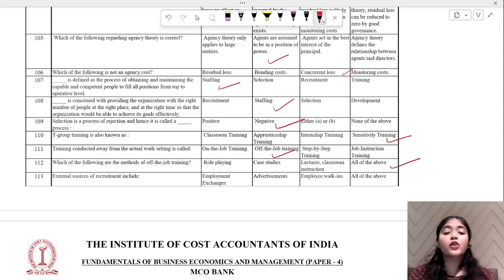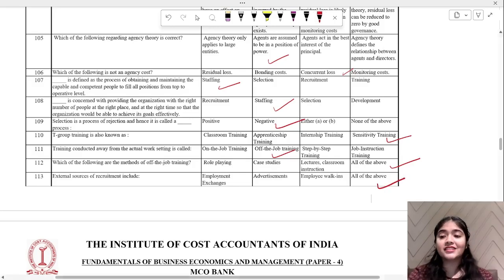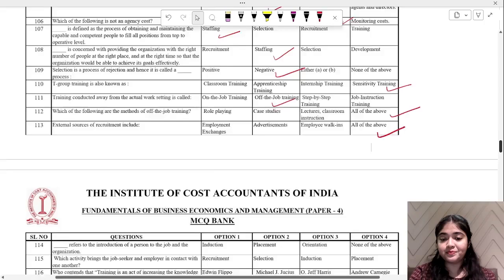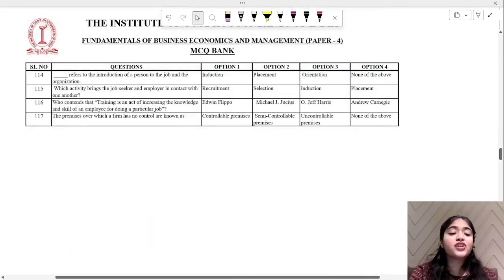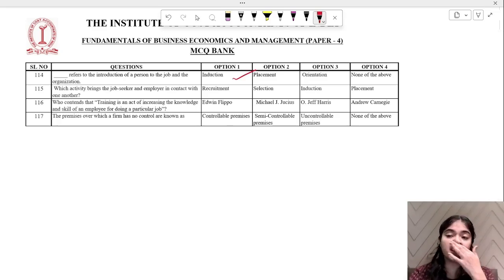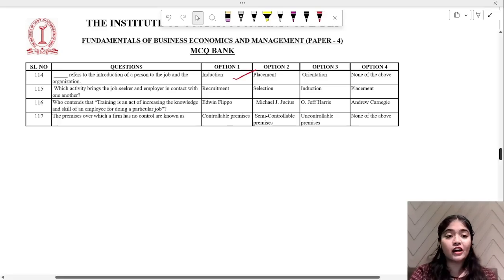External source of recruitment include employment exchanges, advertisements, employee walk-ins, all of the above. Yes, that's correct. All of the above. Dash refers to introduction of a person to the job and organization. Induction, placement, orientation, or none of the above. Yes, correct. Induction. You might have heard this in your college system also. They also conduct the induction.